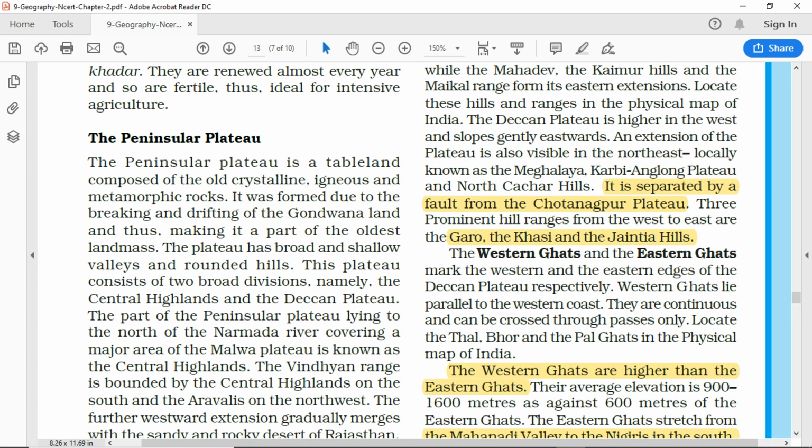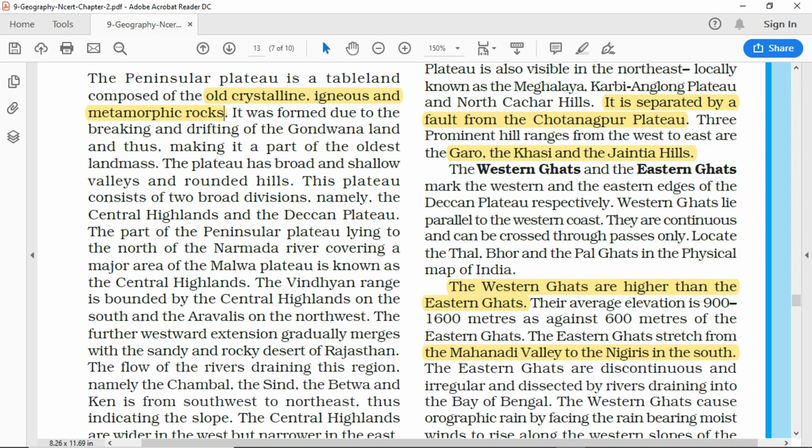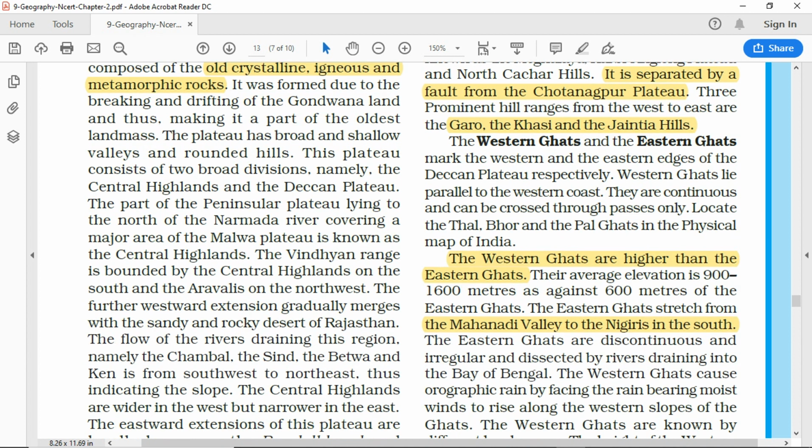The Peninsular Plateau. The Peninsular Plateau is a tableland composed of the old crystalline, igneous and metamorphic rocks. It was formed due to the breaking and drifting of the Gondwana land, and thus making it a part of the oldest landmass. The plateau has broad and shallow valleys and rounded hills. This plateau consists of two broad divisions, namely, the Central Highlands and the Deccan Plateau.